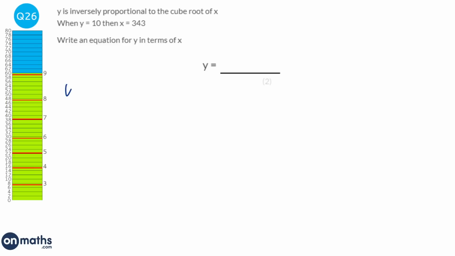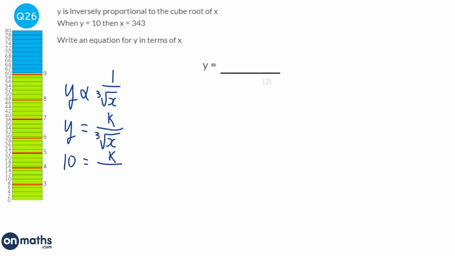So we're told that y is inversely proportional to the cube root of x. And to get rid of this proportionality sign here, we just convert it to an equals and times the right hand side by k, which represents a constant. We now need to figure out what that constant is. So we're going to feed in the value of y and x that's given to us in the question. So we've got 10 equals k over the cube root of 343.